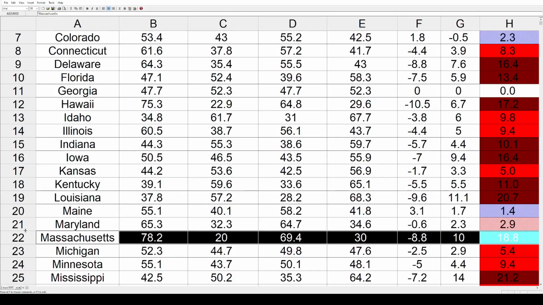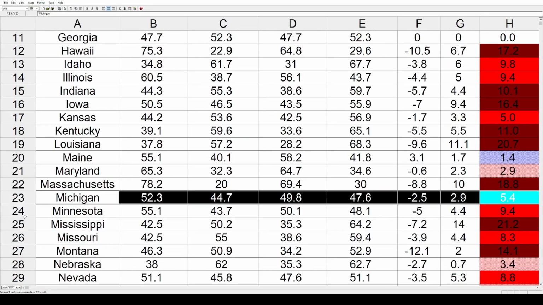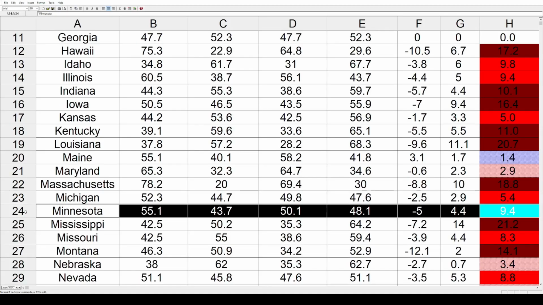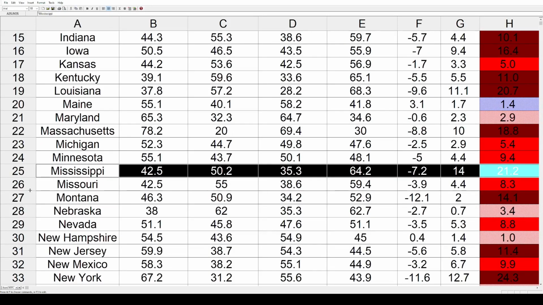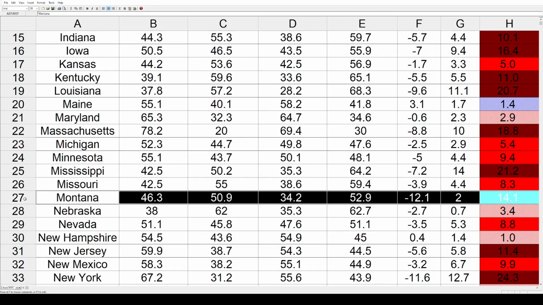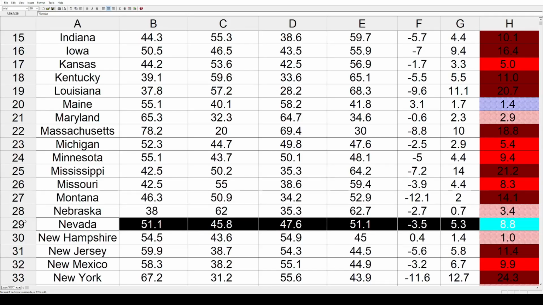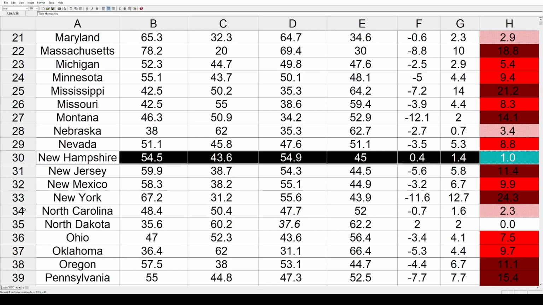Massachusetts had a big jump there, 18.8 toward the Republicans. Michigan went toward the right by 5.4. Minnesota as well by 9.4. Mississippi, big shift there, 21.2 toward the Republicans. Same direction with Missouri by 8.3, as well as Montana by 14.1. Nebraska got redder by a smaller margin of 3.4. Nevada also by 8.8. New Hampshire went toward the right, but only by 1%.